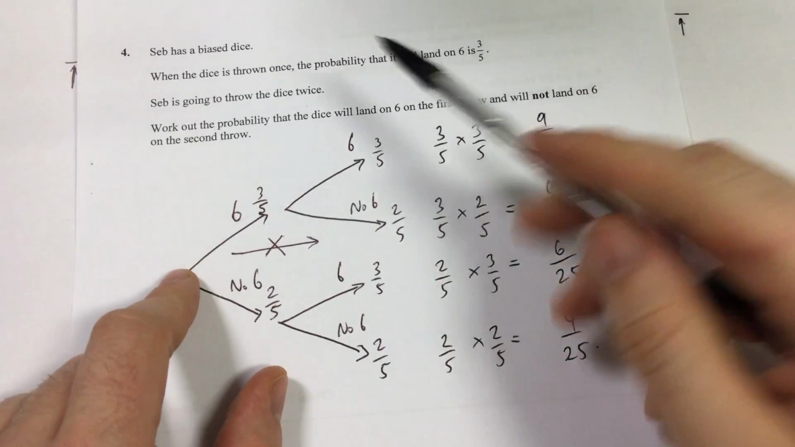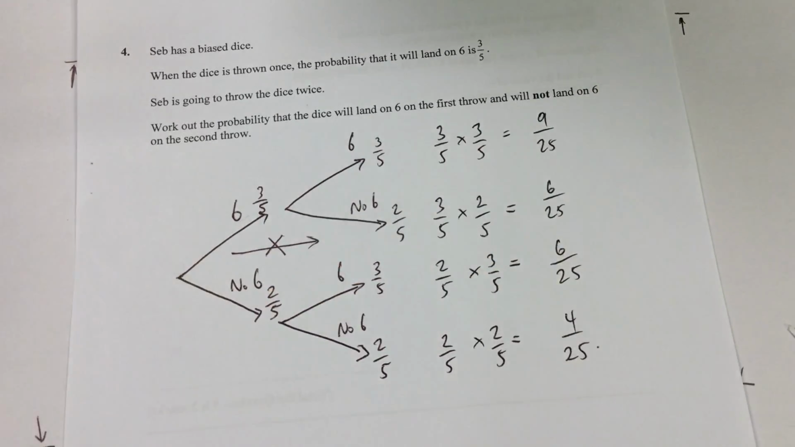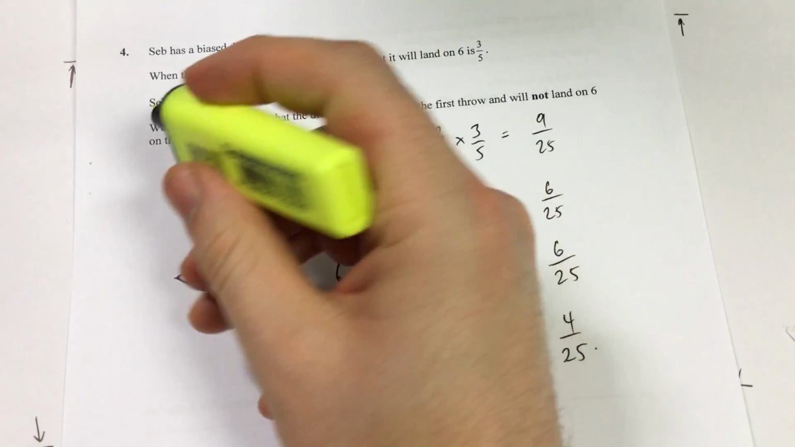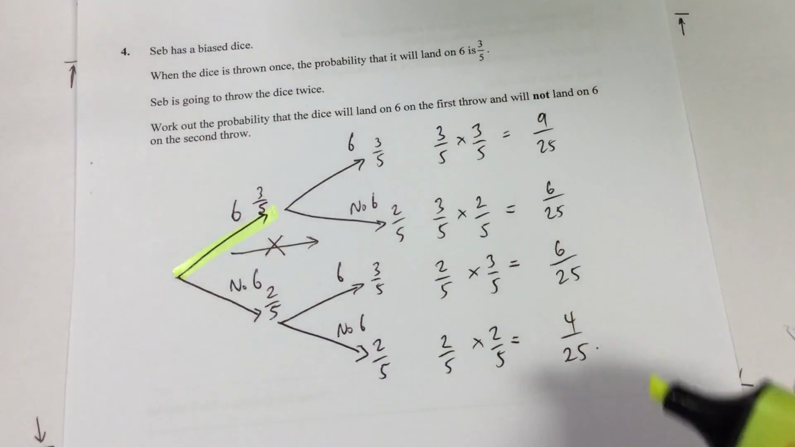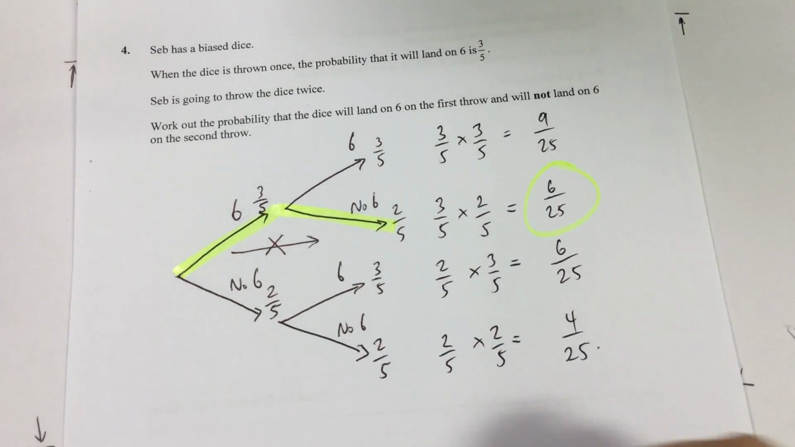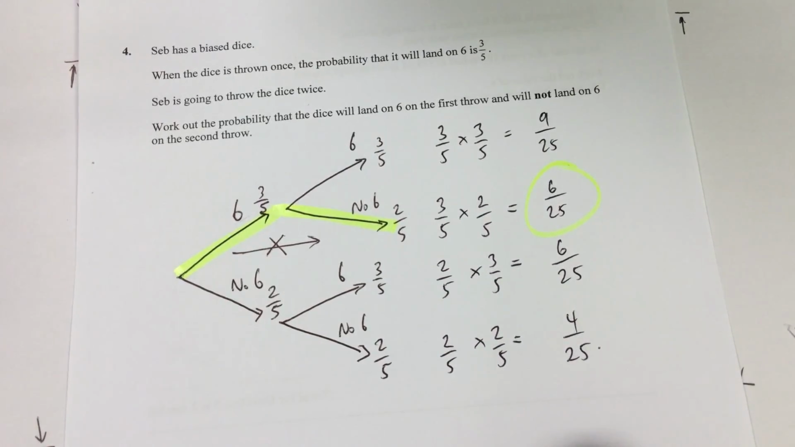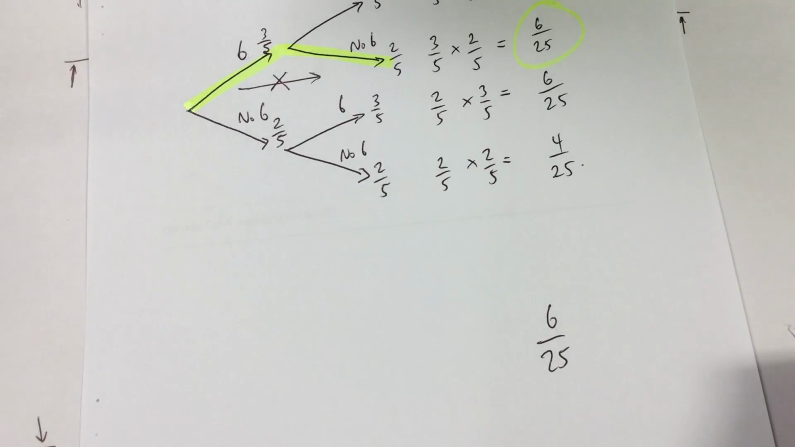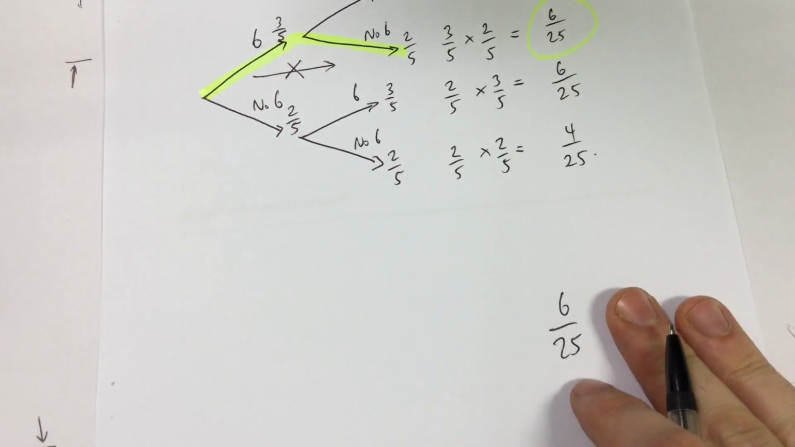And so we're done. Work out the probability that the dice will land on 6. So we're going 6 first, and then not land on 6 down here. So it's going to be this one. Okay, 6 out of 25. Okay, so I left it like that. I should put it in the box, but that's fine.